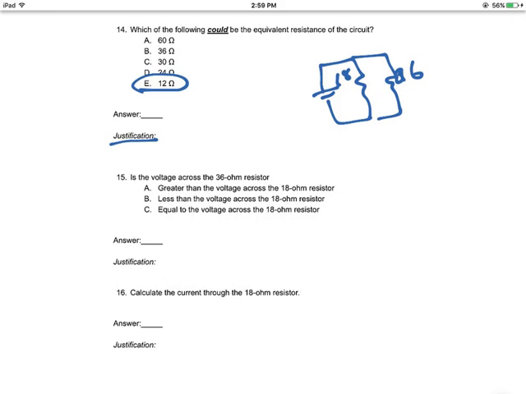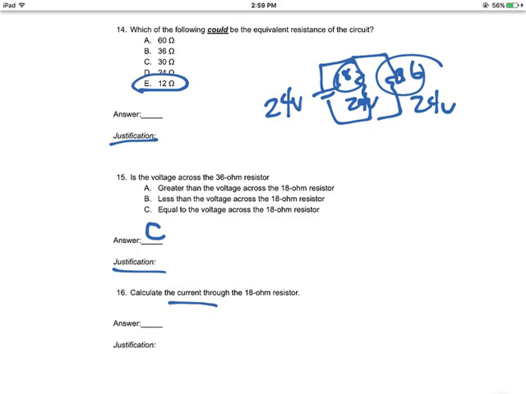All right, is the voltage across the 36 ohm resistor greater than the voltage across the 18 ohm, less than the voltage across the 18 ohm, or equal to? The answer is equal to, and that's because, again, for resistors in parallel, the voltage across parallel resistors is the same for each and equal to the total voltage. So our battery was 24 volts, so this resistor gets 24 volts and this resistor gets 24 volts, so they are equal.